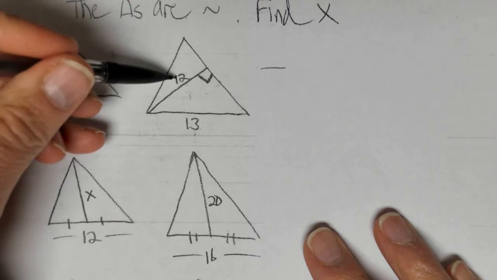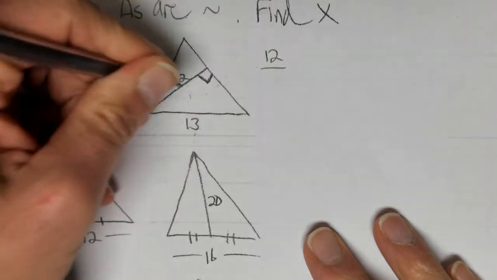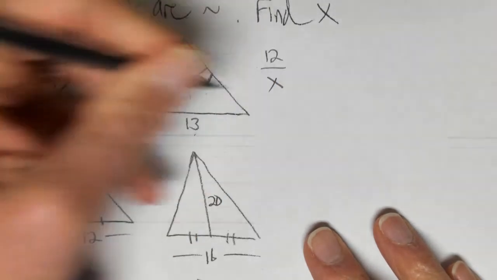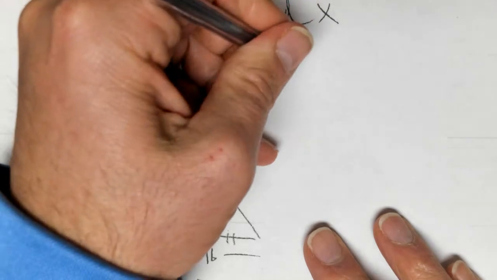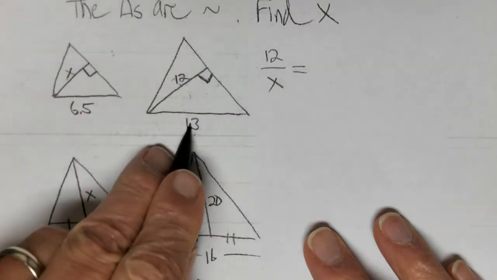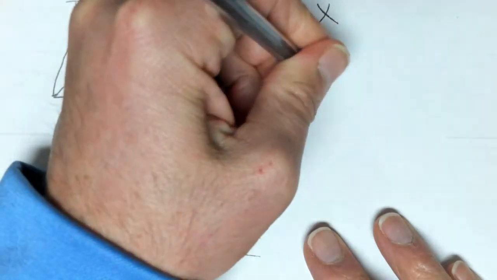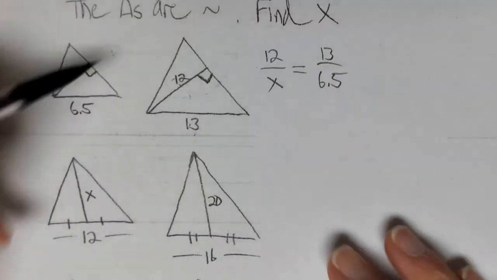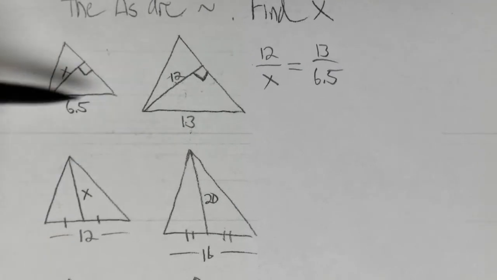Okay, so I'll start with 12 right here, which is an altitude. So 12 matches x here. All right, so just to keep with scale factor, I'm still doing new over old. Now I'm going to set that equal to 13 over 6.5. Okay? So altitude to altitude and bottom side to bottom side.